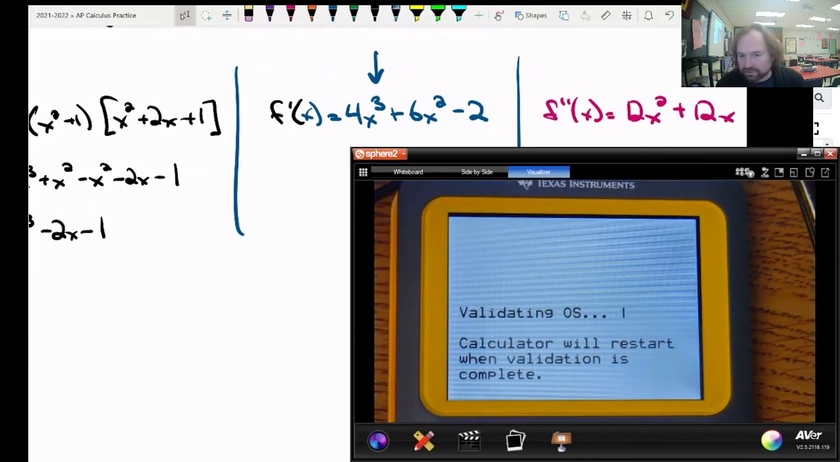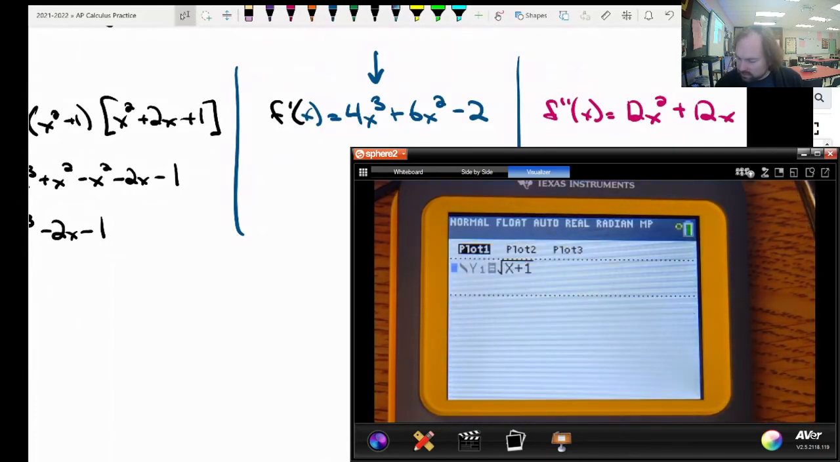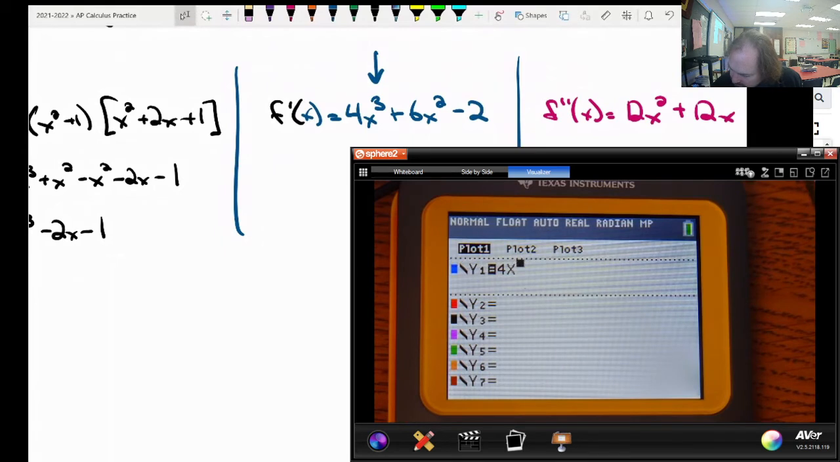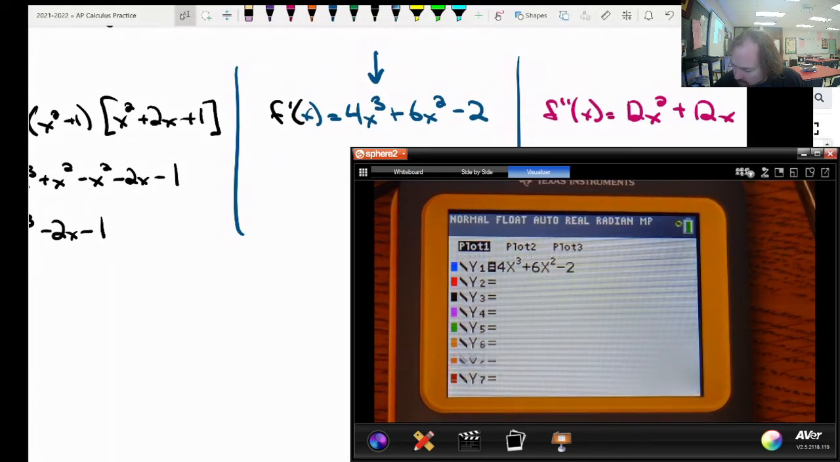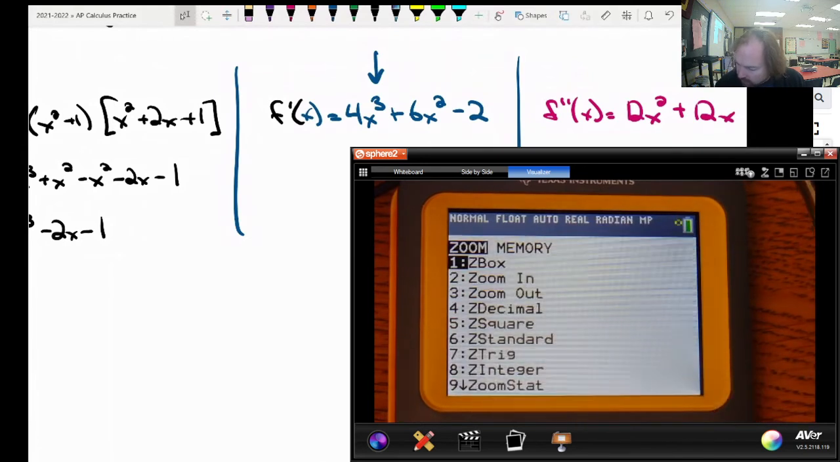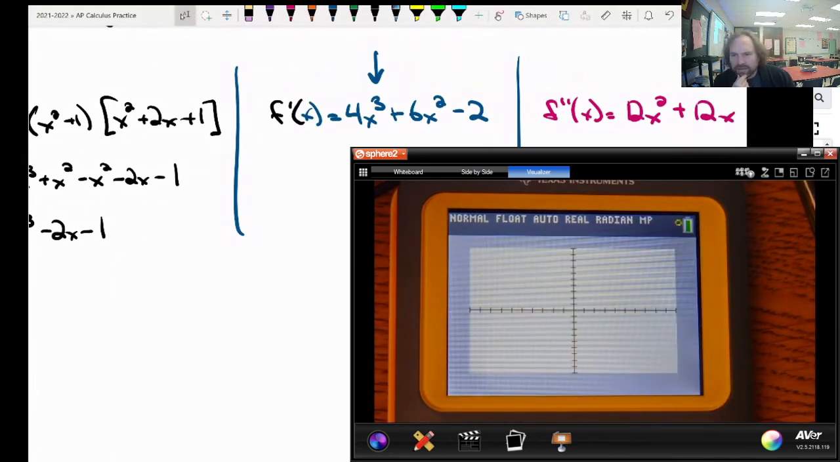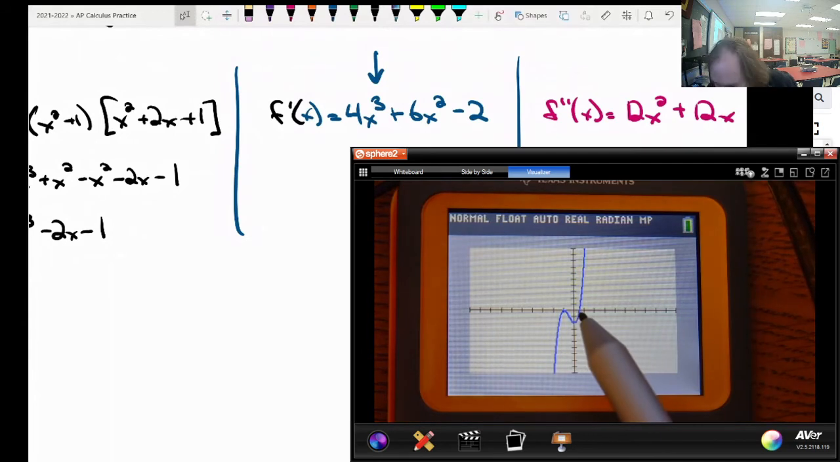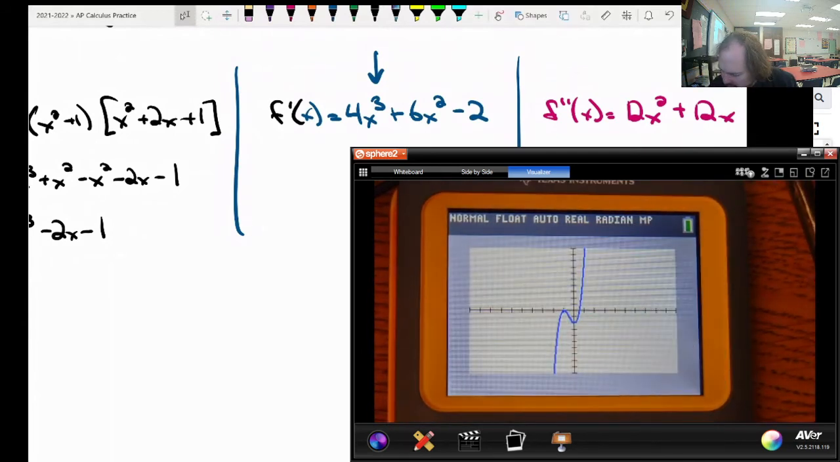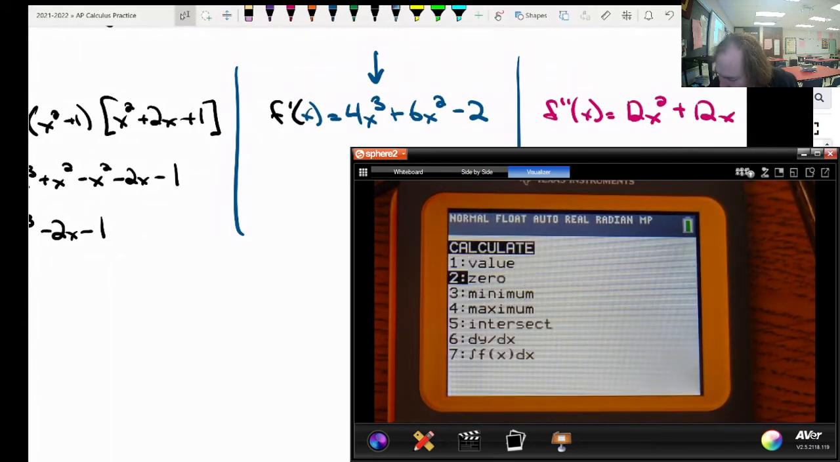Oh, my calculator hasn't been turned on in a week. Fun. Okay, so we're looking at 4x to the third power plus 6x squared minus 2. And then we're going to graph that on a good old standard window and see what comes up. This is the graph of the derivative. So we're looking for when this changes sign. And I only see one place where it's changing sign. It looks like a relatively innocuous 1/2. I'm just going to confirm that by using the calculate mode to find the 0.